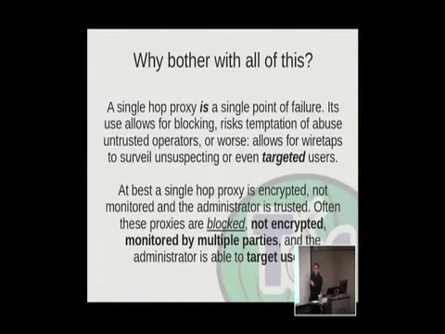So even if you have an encrypted connection to the single hop proxy, that says nothing, of course, of what the proxy does with the information. And the mere fact that they know potentially who you are and where you're coming from and where you're going to and what you're saying is really bad to put into one thing.